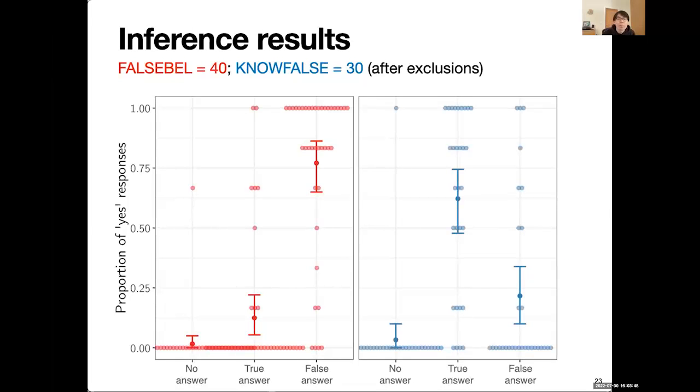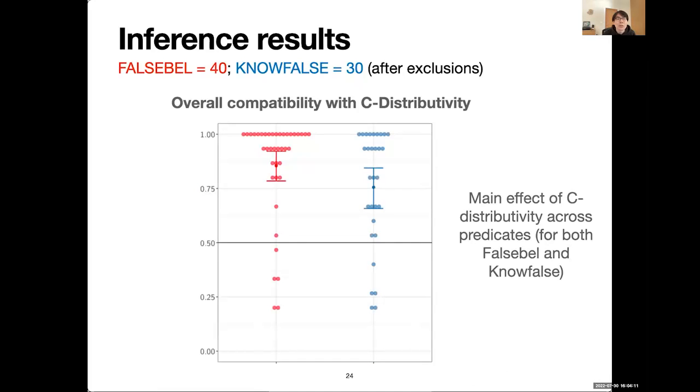Okay, so finally, here's the plot of the results in the testing phase. Each dot represents a participant. Remember that we predicted that in the false-bell condition, they answer yes only to the false answer scenario. And in the no-false condition, we predicted that they answer yes only to the true answer scenario. And here's a different plot that shows the percentage of response patterns compatible with C distributivity, aggregating over the scenarios. We can see that in both conditions, the responses tend to be compatible with C distributivity. And indeed, statistics confirms this. The proportion of responses compatible with C distributivity is significantly above chance.